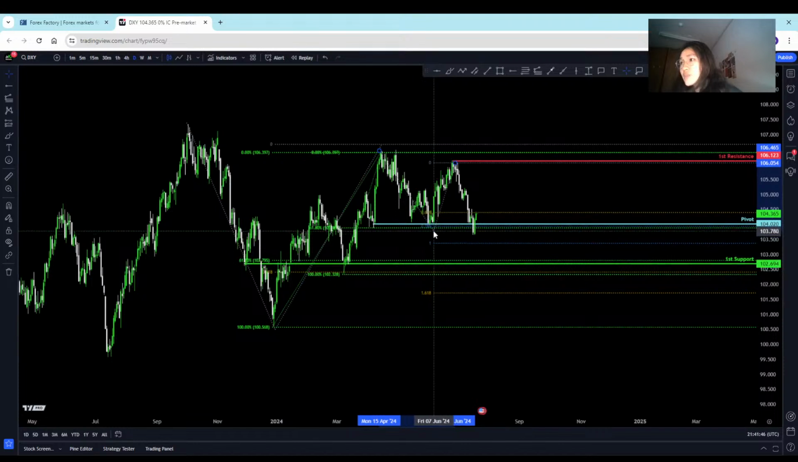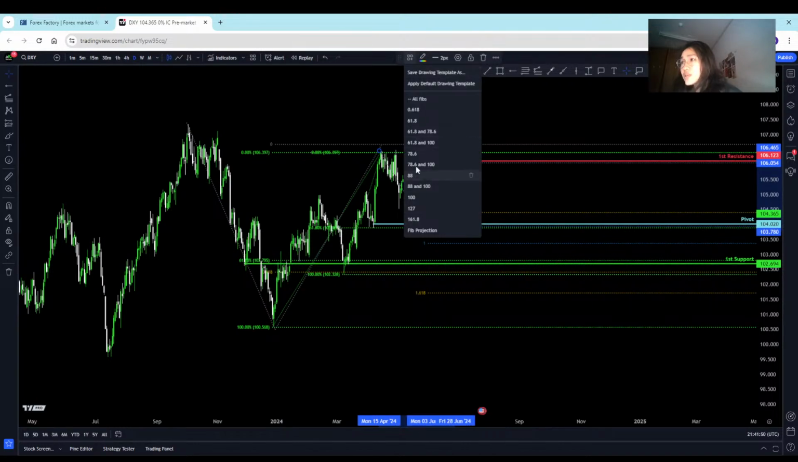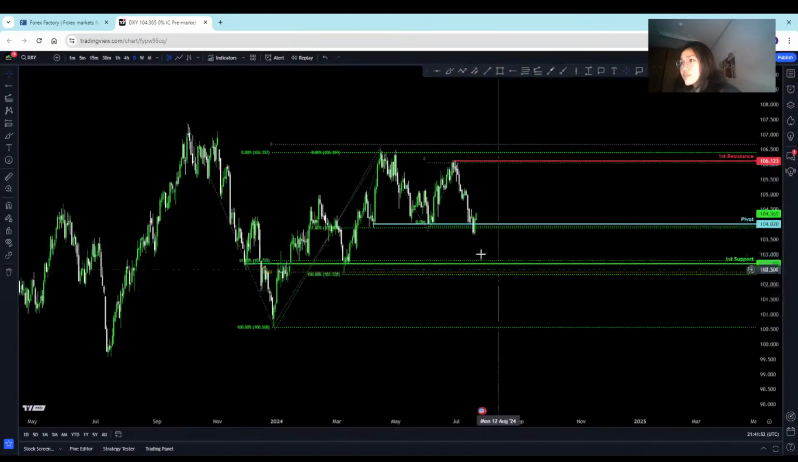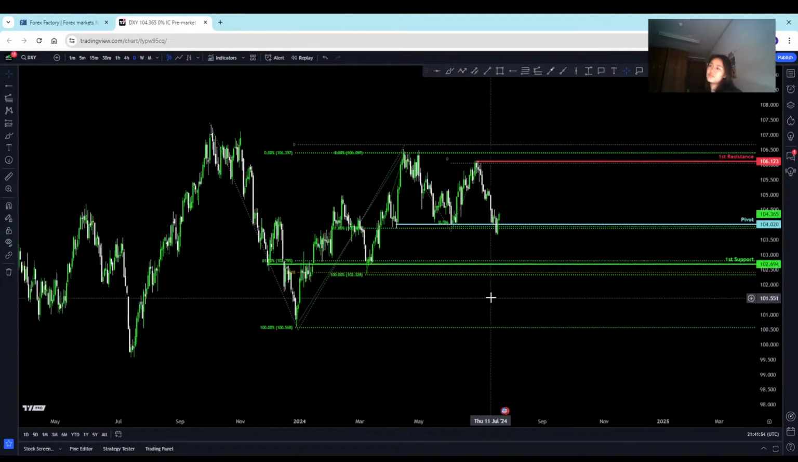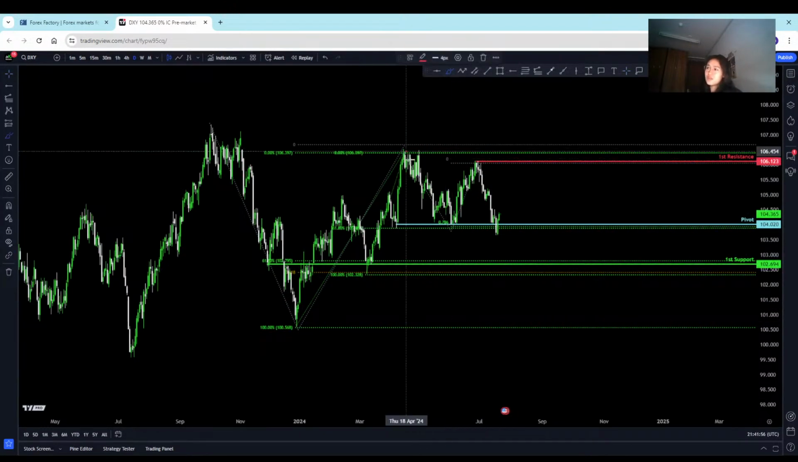Here I guess my 78.6 lines up with my pivot. Okay, so here's the shape.